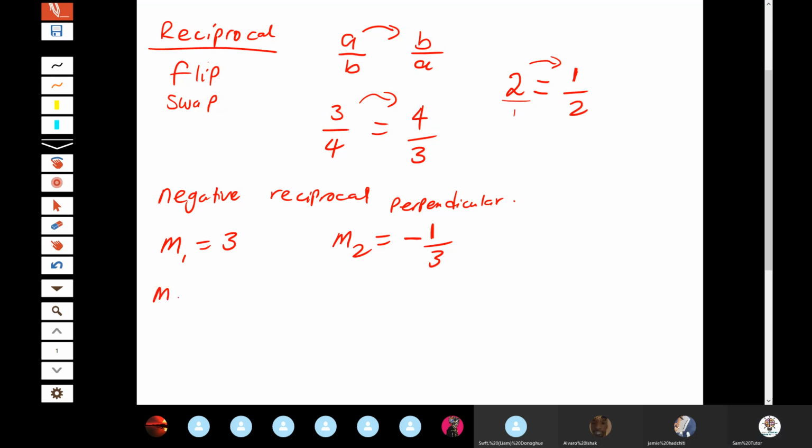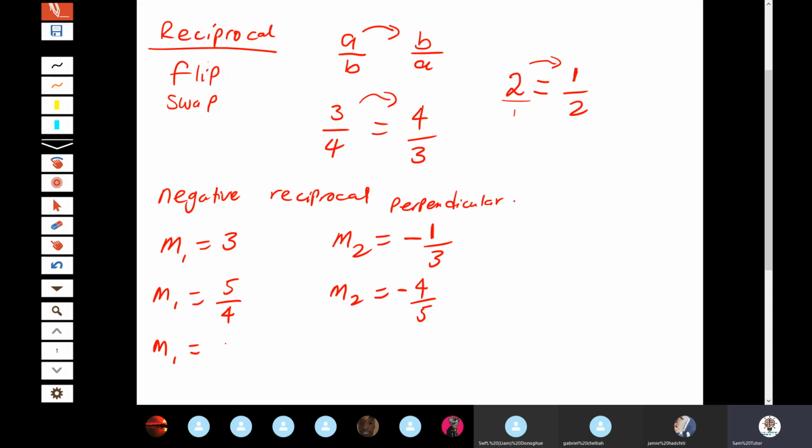Let's do it again. If I gave you the gradient 5 over 4, Gab, tell me the answer for the perpendicular gradient. Negative reciprocal. Very easy. Are you following? Reciprocal, so 5 over 4, flip it. 4/5. Okay. But then what do you have to put? Negative. Yeah, negative. All right, let's do another one.